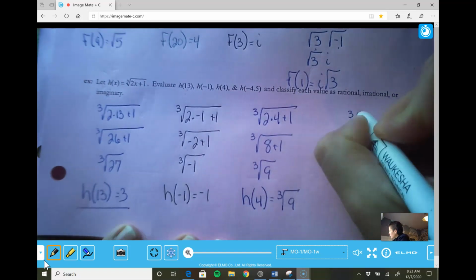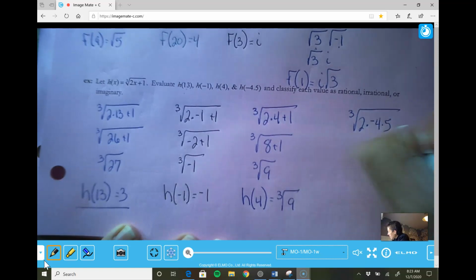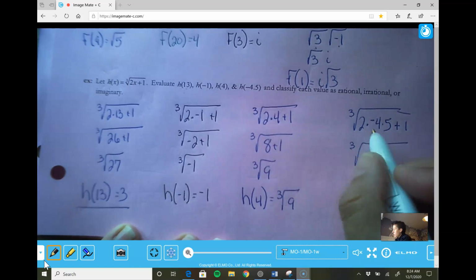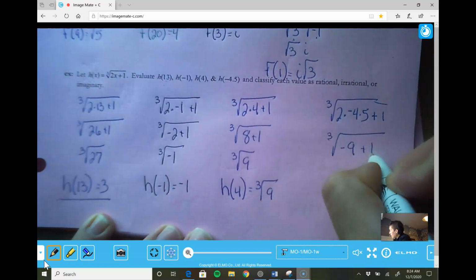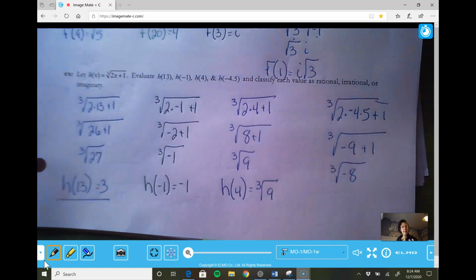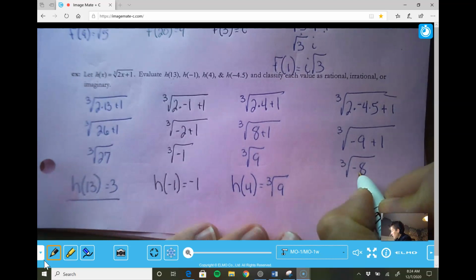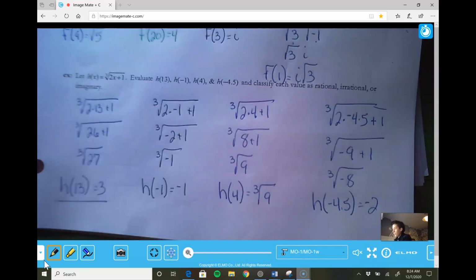So the cubed root, 2 times negative 4.5, and then I'll add the 1. So this is going to give me 2 times negative 4.5 is negative 9. If you add 1, then that gives you the cubed root of negative 8. And again, I can take the odd root of a negative number. It's negative 2. So my function h, when x is worth negative 4.5, gives me negative 2.